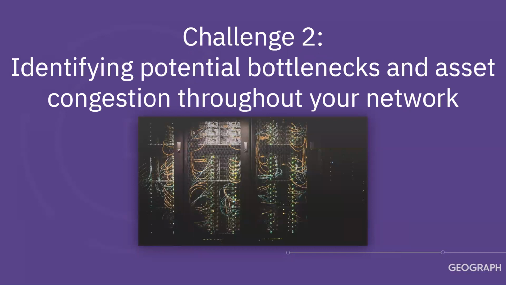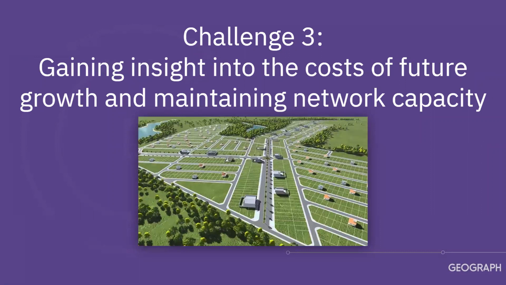Challenge number 2 is identifying potential bottlenecks and asset congestion throughout your network. So at what point does high fiber utilization become a concern and possibly trigger to let us know that we need to start planning for growth? And the third challenge is how do we take all of that information we have and use it to inform our decisions moving forward? It's great to have all of this data, right? We live in a world of data, but how do you take all of that data and inform your decisions?